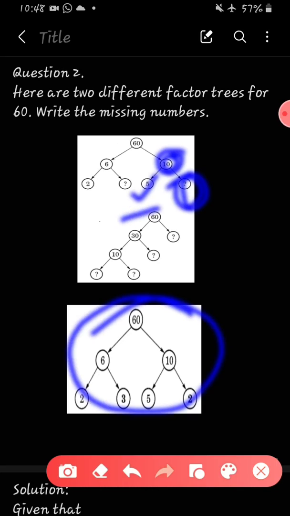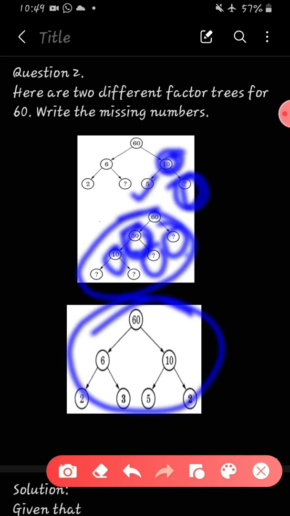Okay, then this second one you try to do by yourself. 60 is here and 30 into what will be 60? You divide 60 by 30, you will get the answer. Then 30 is here, 10 into what will be 30? So you divide 30 by 10, you will get the answer.